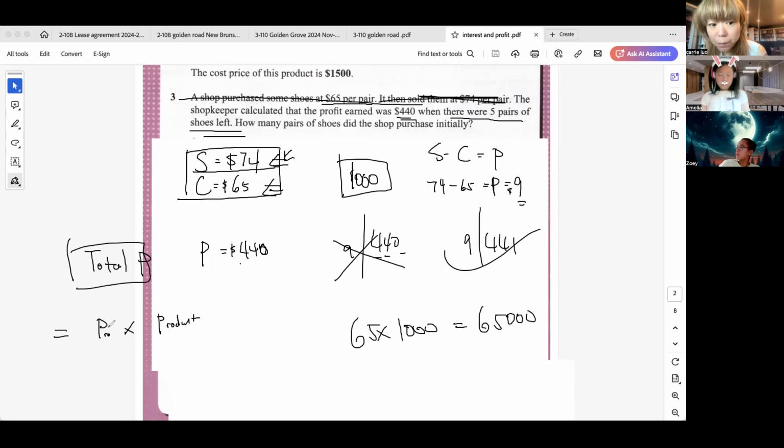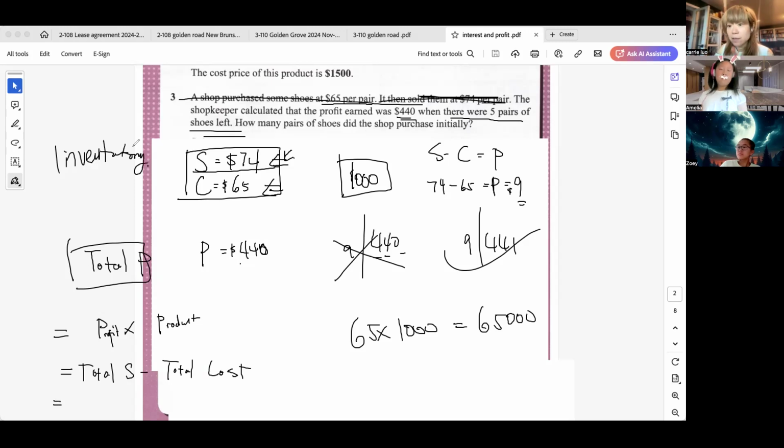对不对? Should be equals the profit times the products. 对不对? 肯定对. Then should also equals what? Total selling minus total cost. 对不对? 也对。但是 there's a possibility that not every single one of your products gets sold. 有没有？这个东西我们在中文里面叫库存，在英文里面叫 inventory. Okay? So there's a thing called inventory.